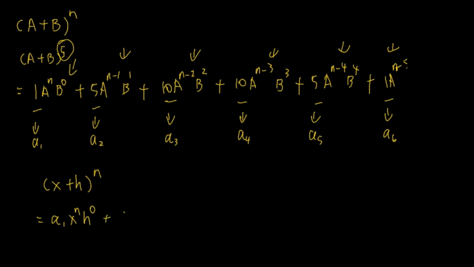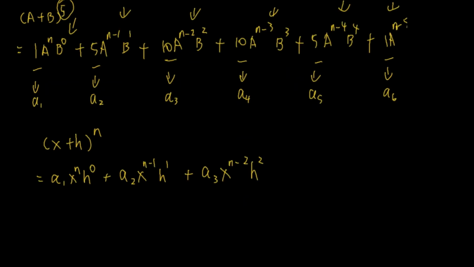Next term: a2 times x^(n-1) times h^1. So it's the same as this term here, x is a and h is b. So we do this again, plus a3 times x^(n-2) times h^2. Let me make sure the 3 is actually a subscript after the a. So this is a3. It's like this third term, where a is x and b is h.